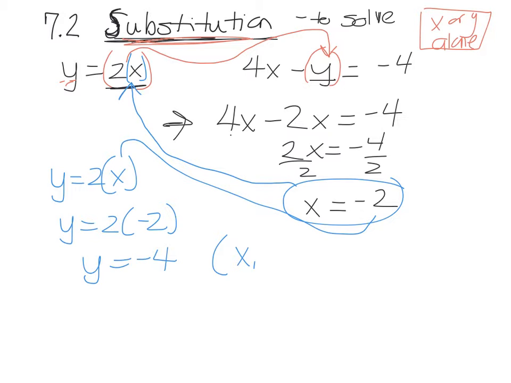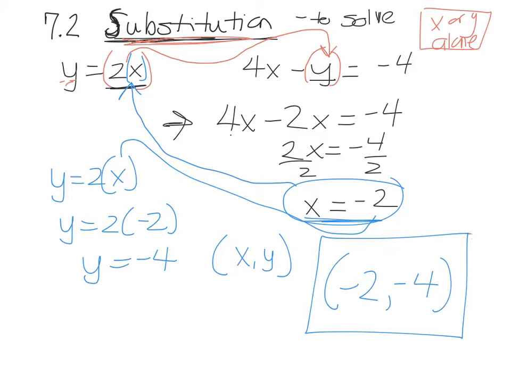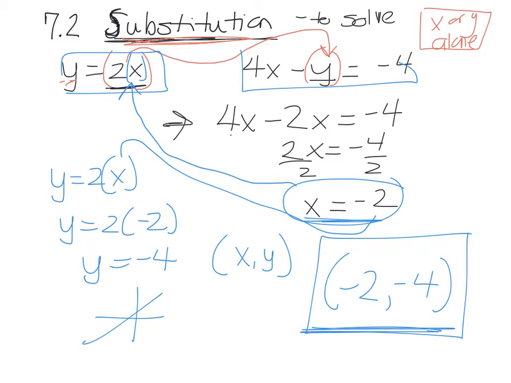I'm going to write my answers as ordered pairs with the x first and then the y. My x was -2, my y was -4, and the first one is solved. That's the answer to my equation. If I had been graphing these, I would have gotten two lines that cross, and the point where they intersect is this point, -2, -4. Okay, next example.